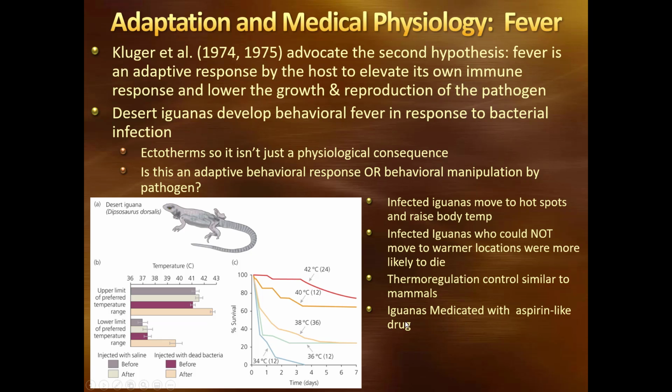Then they also gave iguanas medications that have aspirin-like characteristics that would reduce fever. What they found is some of them, even when they were given these aspirin-like drugs, still developed this behavioral fever. So they still sought out and went to the warm environments, and when they did, they survived. Those that did not develop a behavioral fever typically died. So those that were allowed to develop this behavioral fever and seek out the warm environments had a higher survivorship.